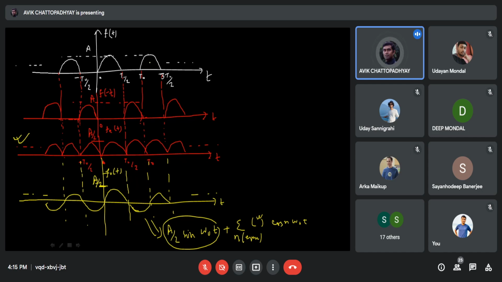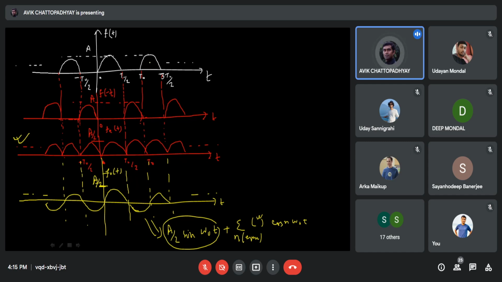So without doing calculation, first understand which components could be present and which are not. Then your task becomes very easy. That is why whenever any signal is given to you, pay some attention. Observe it very carefully, and try to understand whether it directly shows any symmetry properties. If so, you just directly apply the property.